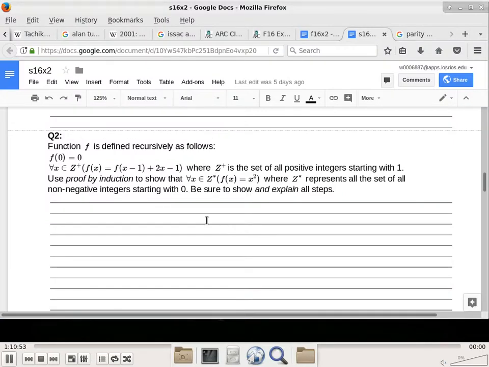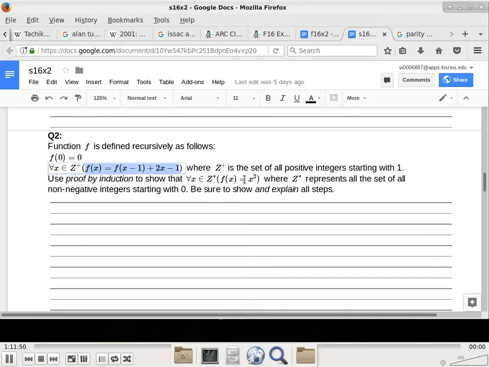All right. So this one is using proof by induction to prove the theorem. The theorem says x is an integer, z star is integer. So this one says, for any x, f of x equals x squared. f of x is defined recursively. So I want to prove that in general, f of x is just x squared. So how would you do this?